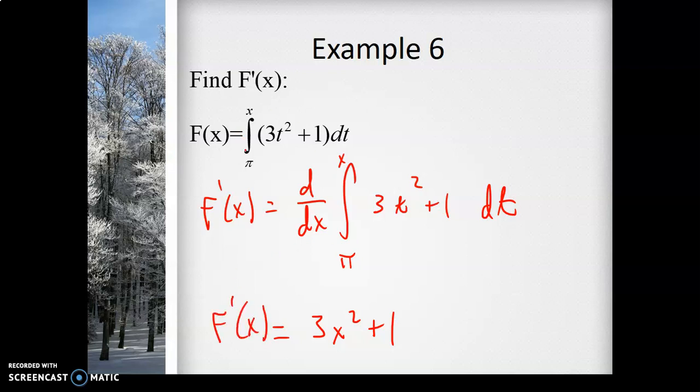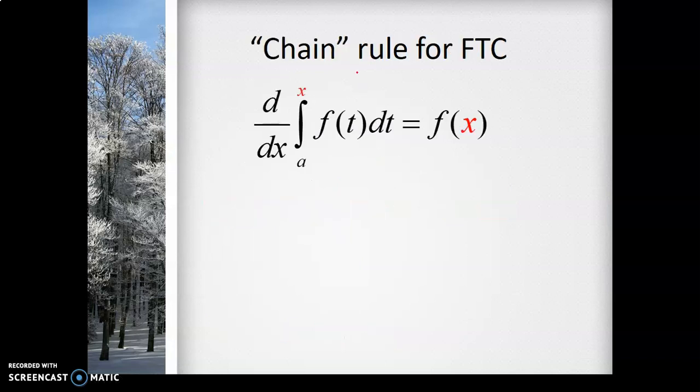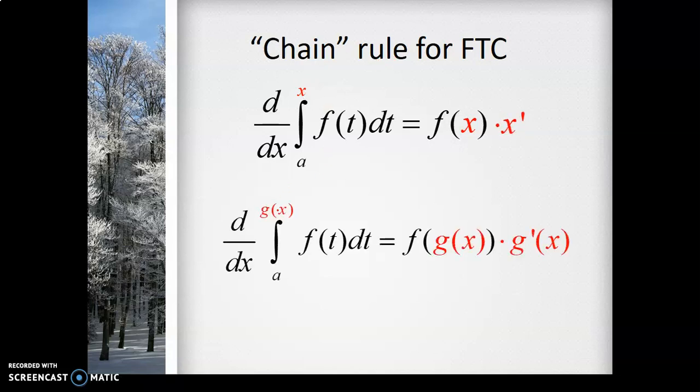Derivatives and integrals undo each other. That's the other piece of the fundamental theorem of calculus. If you don't have just x on the top, if you had, for example, g of x on top, if you had a function in terms of x, you've got to remember to do the chain rule. And you can always do the chain rule. The derivative of x is 1, so we're just multiplying by 1.